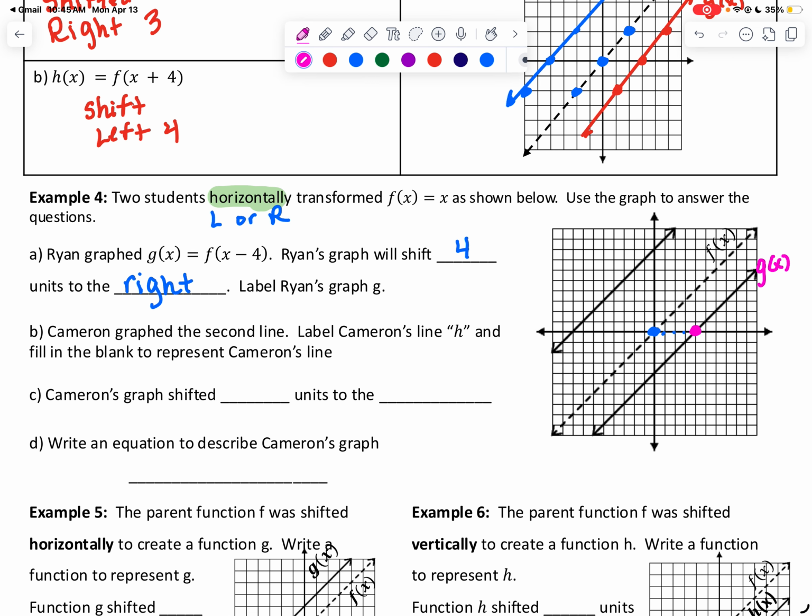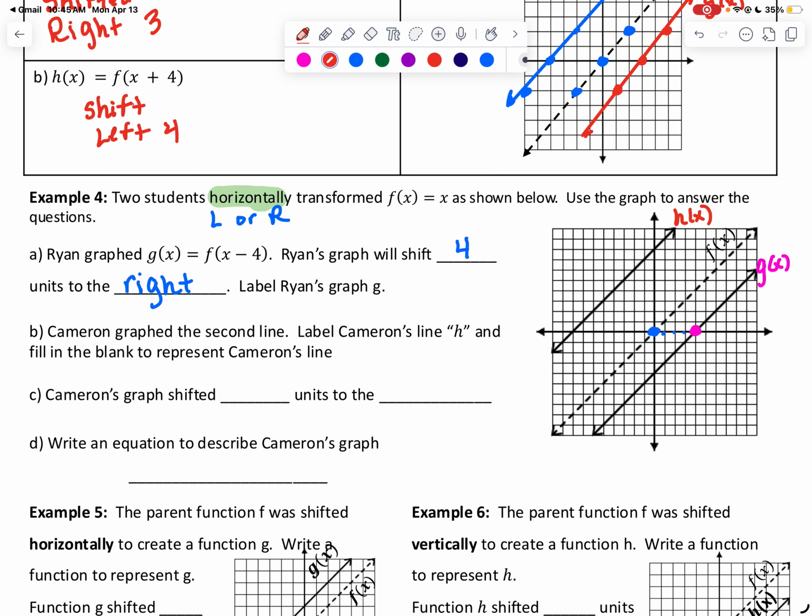Okay. Cameron graphed the second line. Label Cameron's line h and fill in the blank to represent Cameron's line. So here's h of x. Oh, let me change color here. Let's see. I'll change to red. So here's Cameron's graph, h of x. So Cameron's graph shifted blank units to the blank.